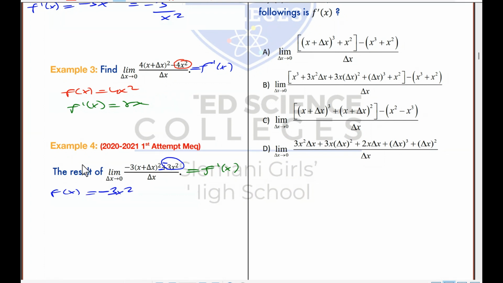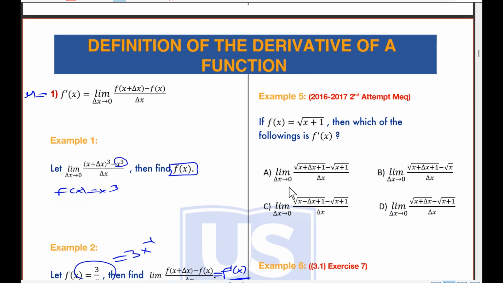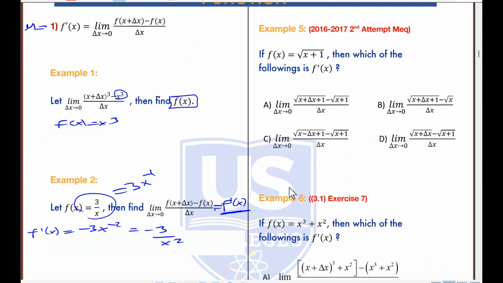All right. Now I can figure out what the derivative is. 2 in front, 2 multiplied by negative 3, negative 6x is the derivative. This is very nice question. Okay, another ministry question. This time it gives you the function. It's asking about the derivative.